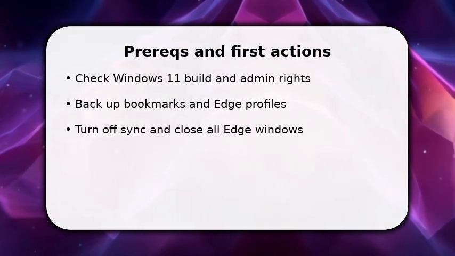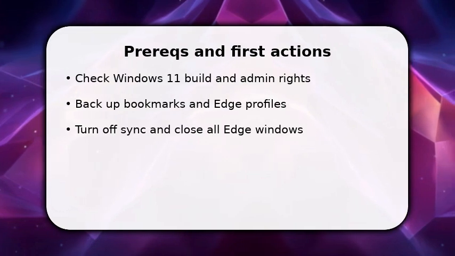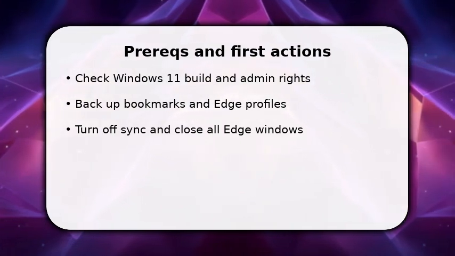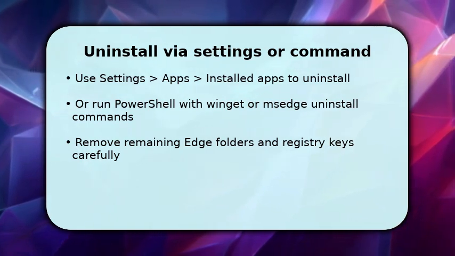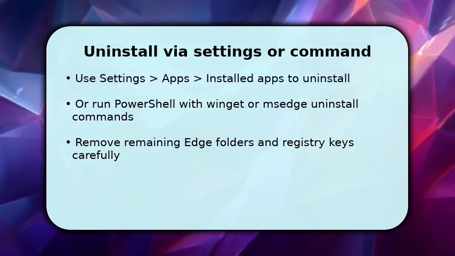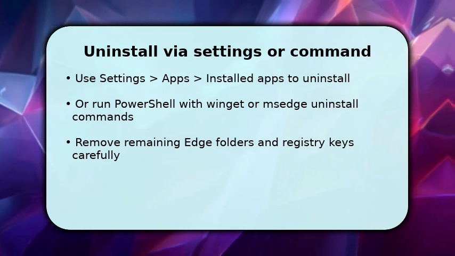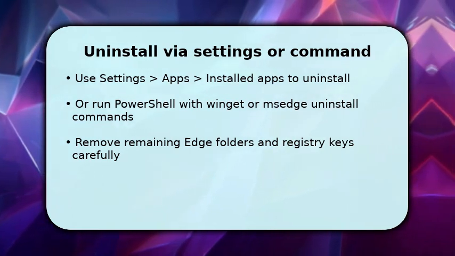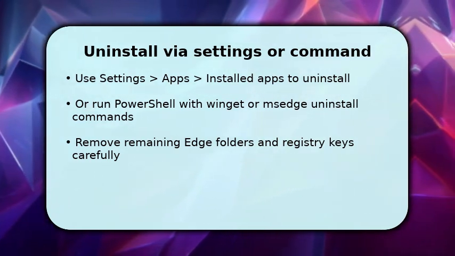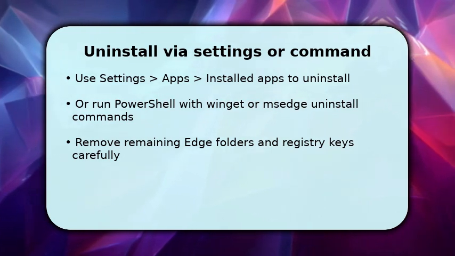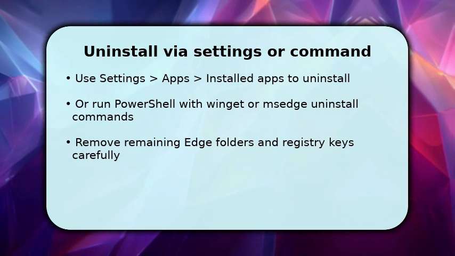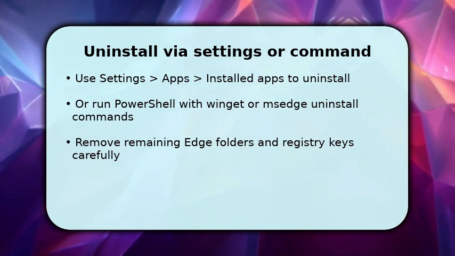Keep a restore point in mind before uninstalling so you can roll back if needed. Start with Settings, open Apps, Installed Apps, find Microsoft Edge and choose Uninstall. Follow prompts and reboot if requested. If Edge resists, open an elevated PowerShell and run winget uninstall --id Microsoft.Edge or use the official msedge setup with the uninstall flag. This forces removal.